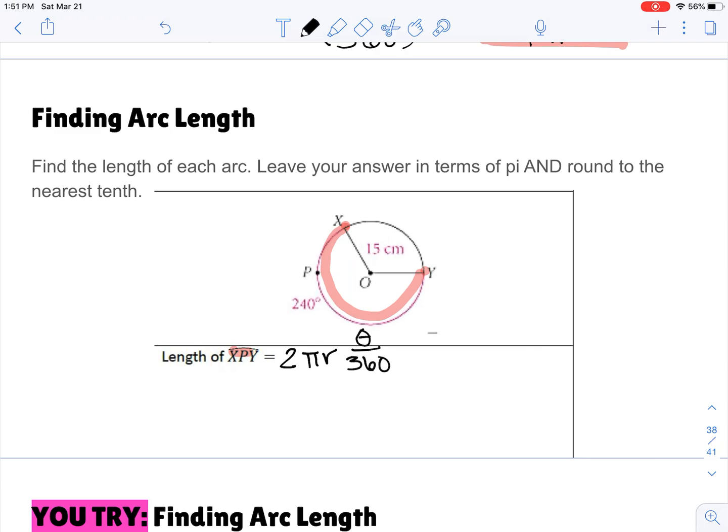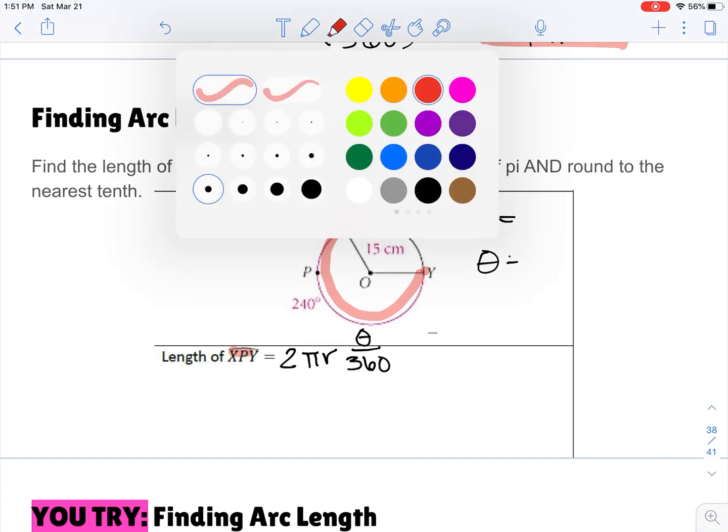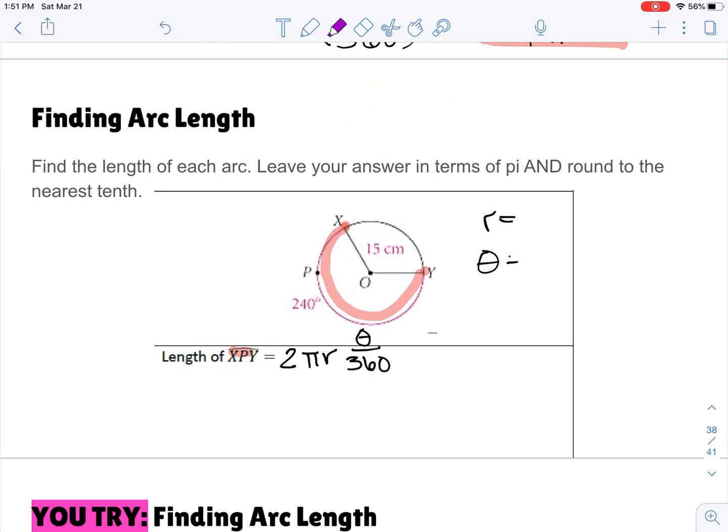We need to substitute for these things. We need to know what r is, meaning the radius. We need to know what theta is, meaning the arc measure. Okay, so let's check this out. The radius, right, is what we're looking for. It's 15. It's telling us that x to O is 15 centimeters. I'm going to substitute in for r when I see that. The degree of the measurement of the arc is 240 degrees.